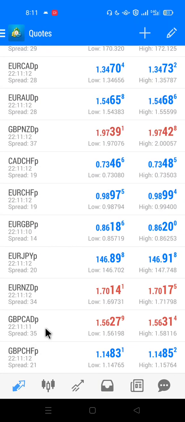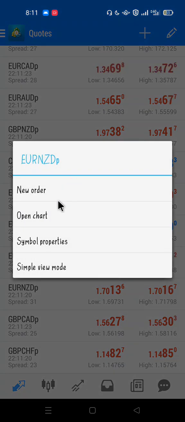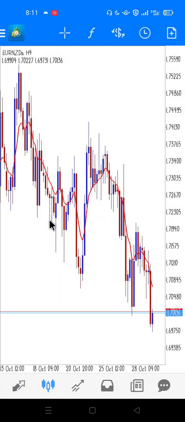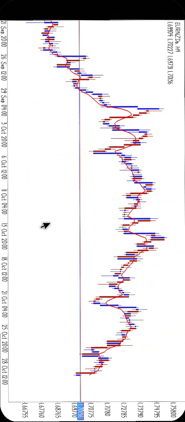So let me just get the currency. Okay, let me use one from the last ones here. Let me use the Euro NZD, because I think I traded this pair today or yesterday. So let me use it. Open chart. Okay, this is what we have.